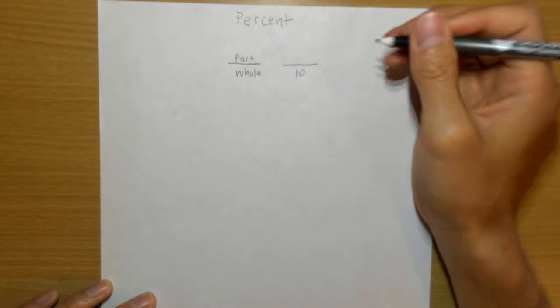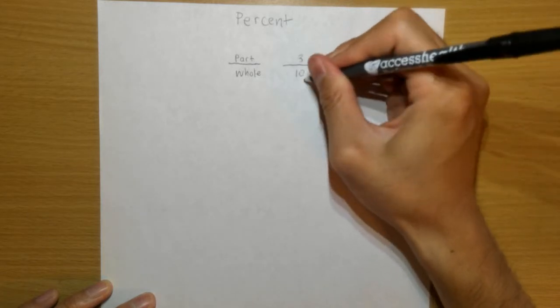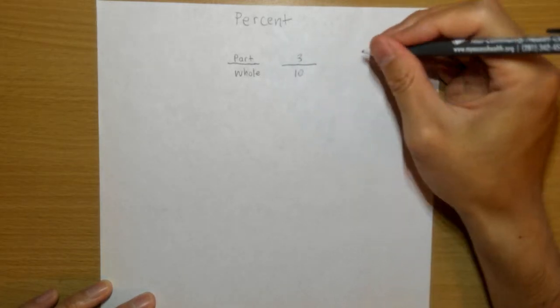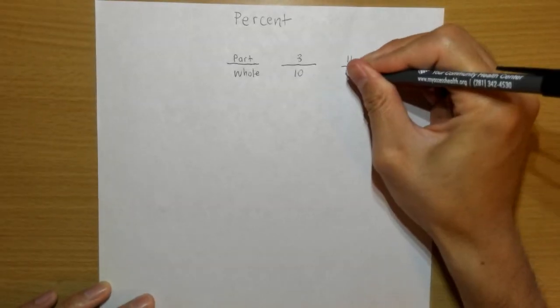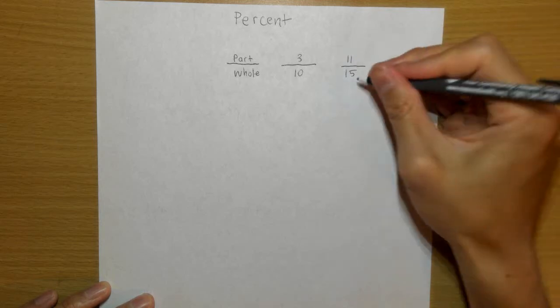For example, say you have a pizza. In total, it has 10 slices. That's your whole. You ate 3 out of the 10 slices. That's your part. Say you took a quiz. You got 11 of the questions right. That's the part, out of a total of 15 questions. That's your whole.